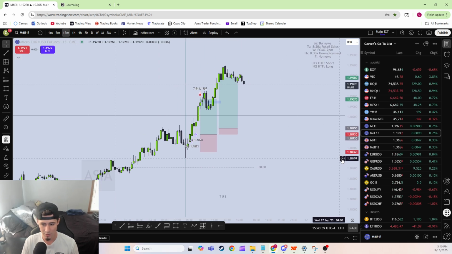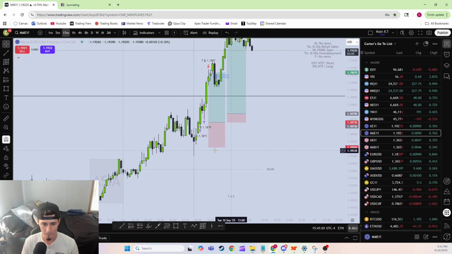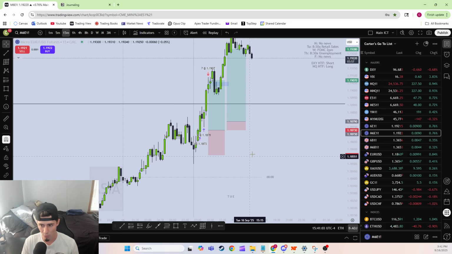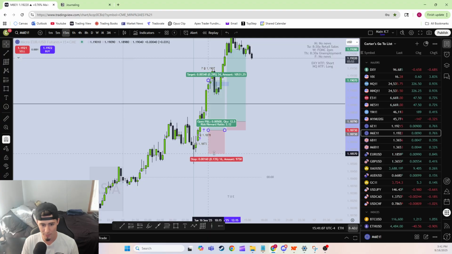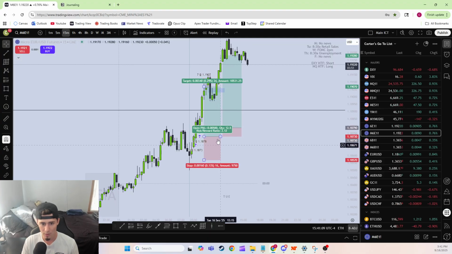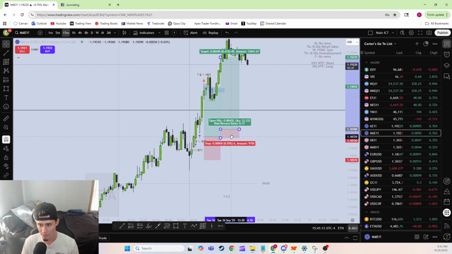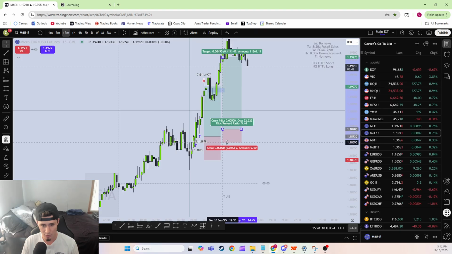Here she is. I got in 3 at 1.1873 with a stop loss down here. I believe I did 1 pip extra just for spread. And 1.1878. And my stop loss would have been here as well, as it was shown in the journal.